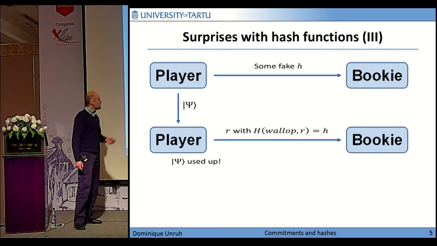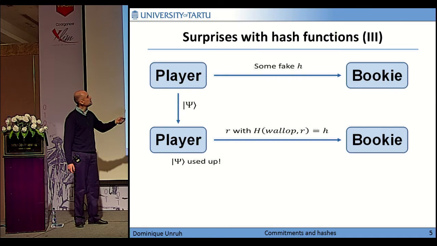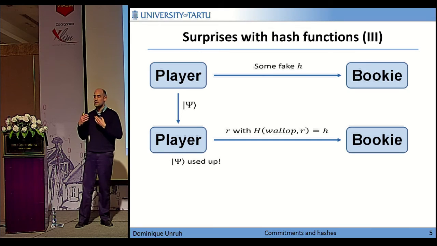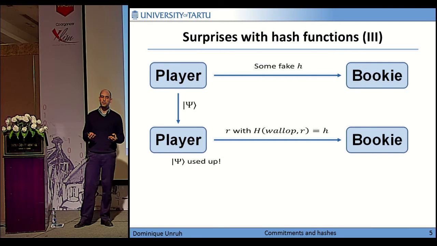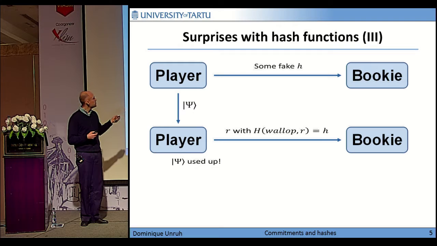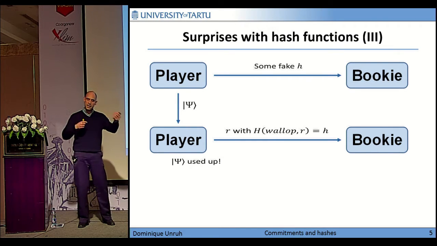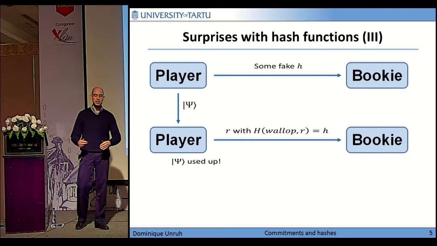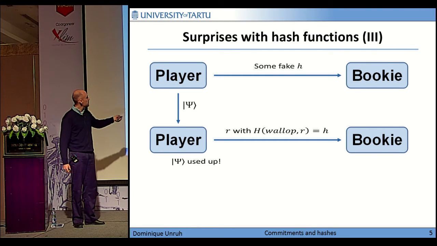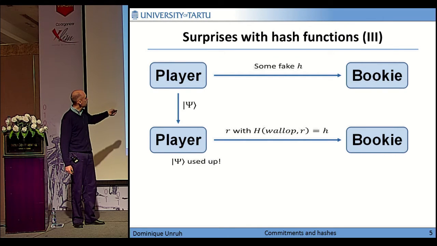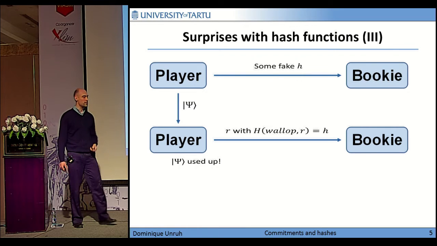Well, on a very high level, what could happen is that the player sends some fake value h, and this fake value h is produced with some quantum algorithm that computes not only the value h, but also some quantum state psi. So it's a randomized quantum algorithm that outputs, each time you run it, an h and a quantum state together. You can't just first pick the h and then compute the quantum state. They just come together. And then later, when the player knows what value he wants, there's some other algorithm that computes from psi the randomness needed to open to that value.